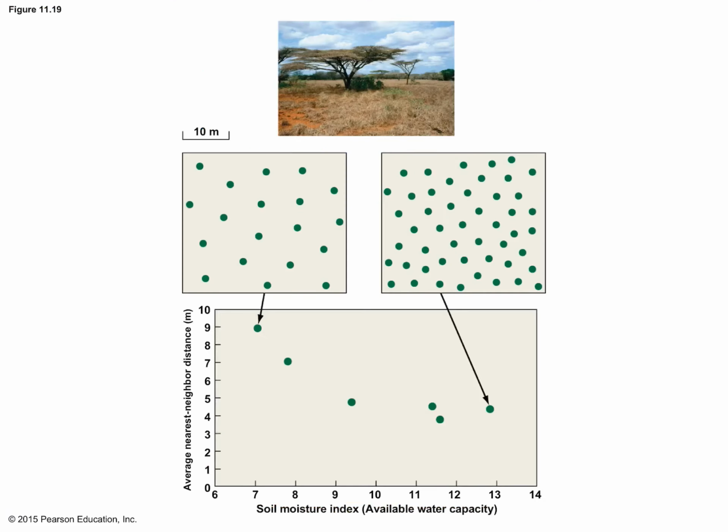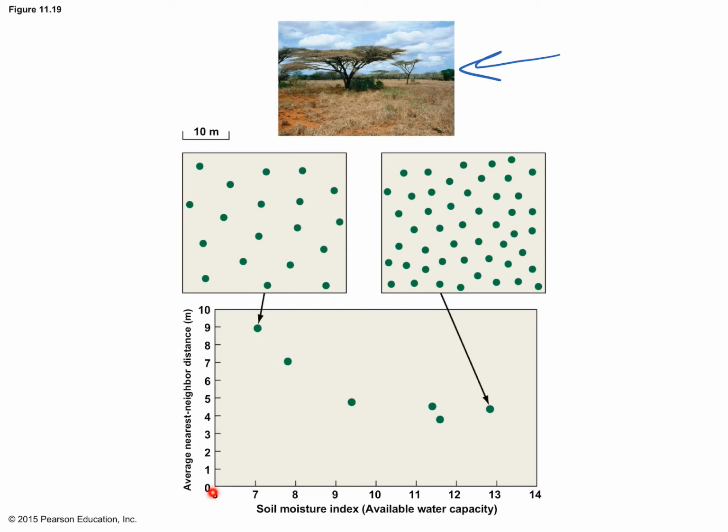And that's what you see here in this figure. So up at the top, you can see an acacia tree on the savanna. Up here in this first panel, you see a uniform distribution of individual plants, but a lot of space between them. Here you have a more densely packed uniform distribution.